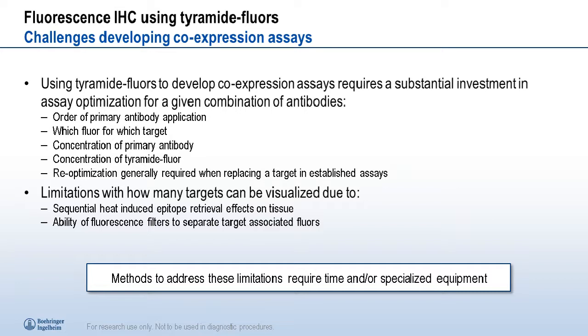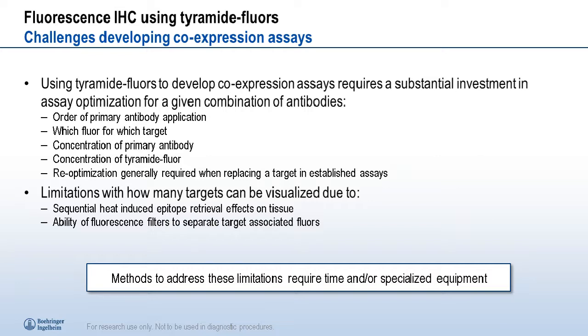In addition, and something that we don't normally encounter, is that sequential heat-induced epitope retrieval can impact the tissue histology. And so as you get up past 60 minutes of total heat-induced epitope retrieval, as you're wiping off your antibodies, you can start to impact the visualization of the histology of the tissue. And there are certainly methods to address these limitations, but these require time and/or specialized or expensive equipment.